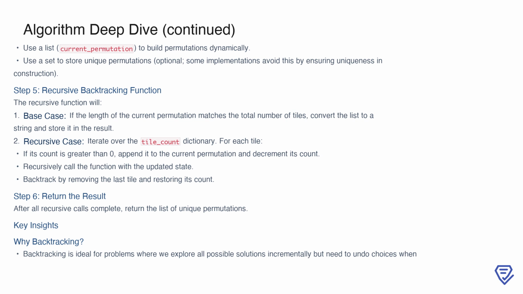Next, we define the recursive backtracking function. The base case for this function is simple. If the length of the current permutation matches the total number of tiles, we convert the list into a string and store it in our result.